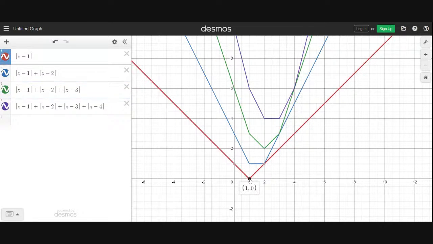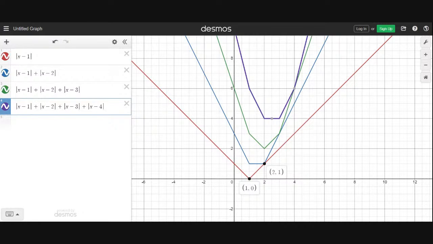The minimum is at 1 here. Here the minimum is between 0, 1, and 2. Here the minimum is at 2, in fact. Here the minimum is between 2 and 3. So it's the median, right? For 1, 2, 3, 4, the median happens between 2 and 3. Any number between 2 and 3 is the median, right? So do you understand now that the minimum happens at the median?